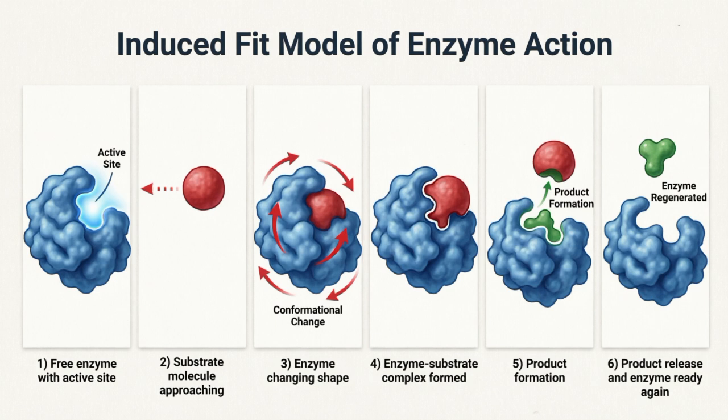Step 3 reveals the critical moment. The substrate has entered the active site, and red curved arrows surround the enzyme, showing conformational change in multiple directions. The enzyme structure visibly shifts and adapts around the substrate. The label clearly states "enzyme changing shape," with "conformational change" written below.